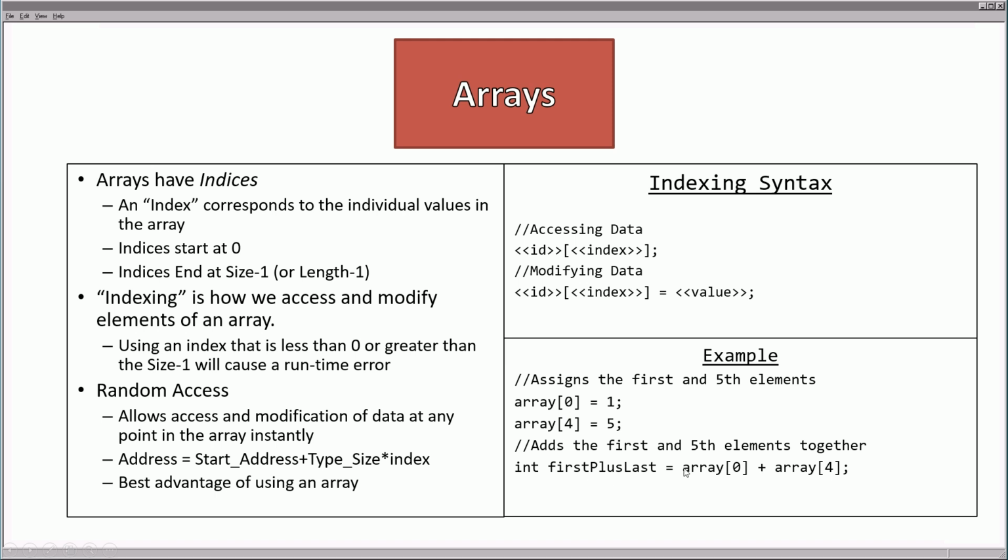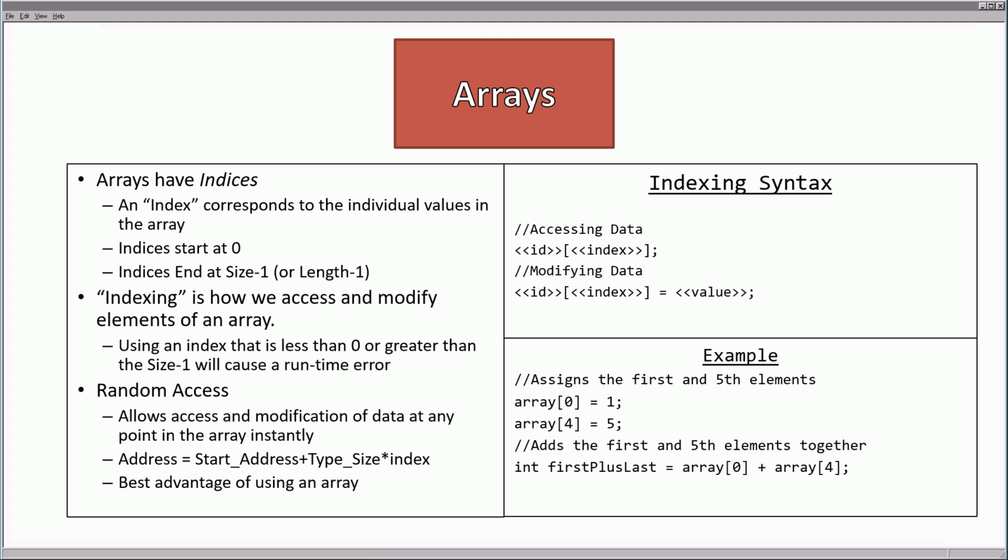Now what we can do is access the individual elements here, array at index 0 and array at index 4, add them together and save them in a different variable. Now this brings up a very important point. The index has to be 0 to the size minus 1. If we go outside of those bounds, it's going to cause a runtime error called an index out of bounds exception. We have to be very careful not to exceed the bounds of the array in either direction.